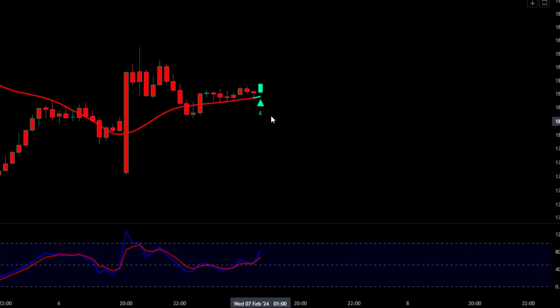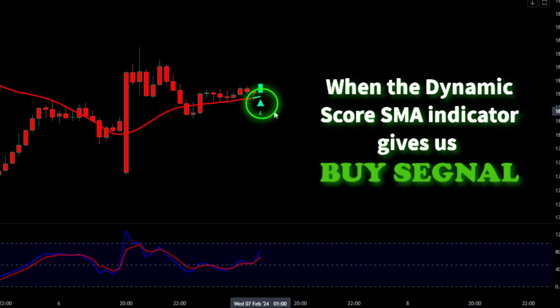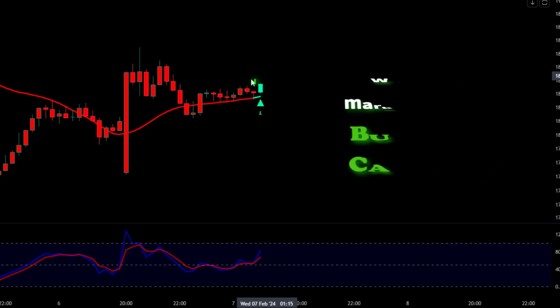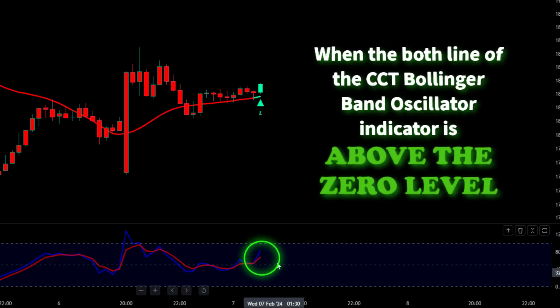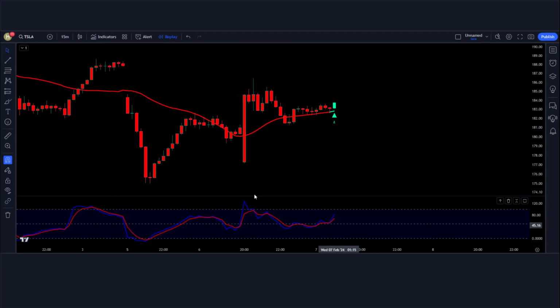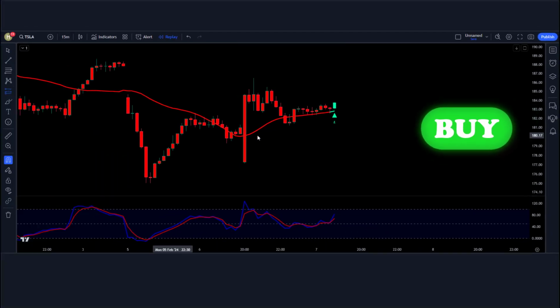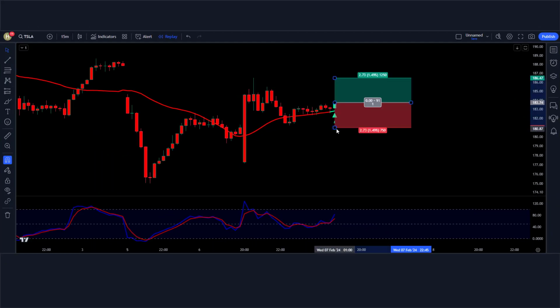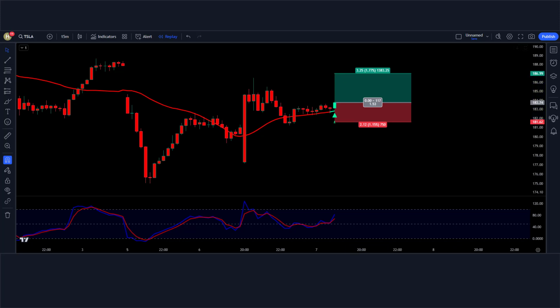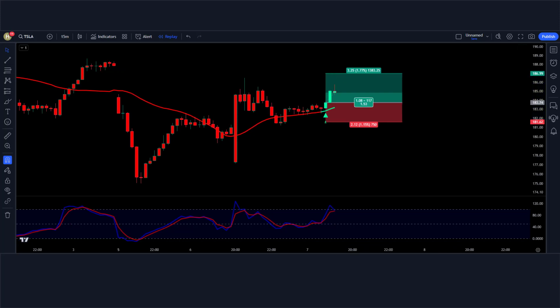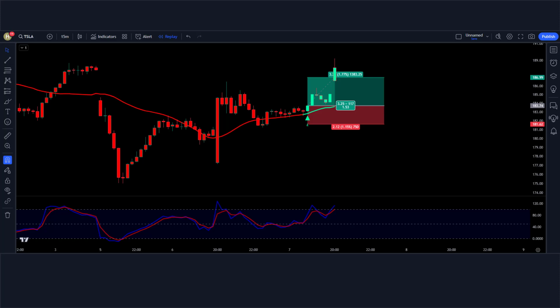Now, let's understand the concept where we will take buy and sell trades based on their conditions. When the Dynamic Score SMA indicator gives us a buy signal. When the market has formed a bullish candle. When both lines of the CCT Bollinger Band Oscillator indicator are above the zero level. If this condition is fulfilled, then we will place a buy order. Our stop loss will be placed at the previous low of the market. And the risk to reward ratio will be 1:1.5. The market has completely hit the target.